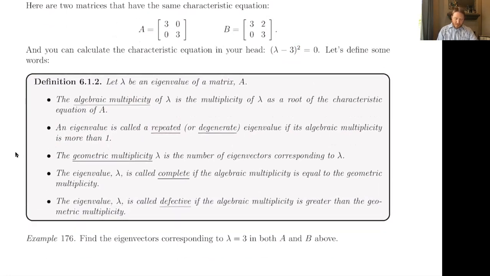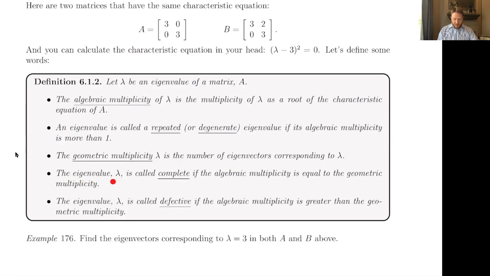Okay, then we're going to call the geometric multiplicity the number of eigenvectors that correspond to lambda. All right, the number of eigenvectors that correspond to lambda. On the previous problems that we did, we had a bunch of different eigenvalues, and each of them had one single eigenvector that went with it. So those had geometric multiplicity 1 and algebraic multiplicity 1, okay? Now, it turns out when they're repeated, some things can happen, okay?